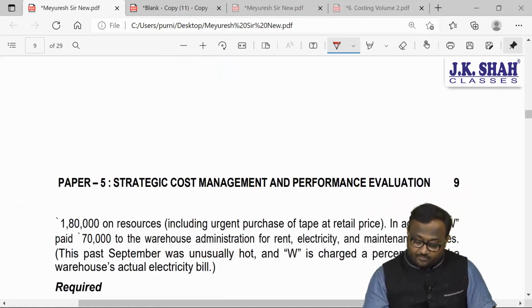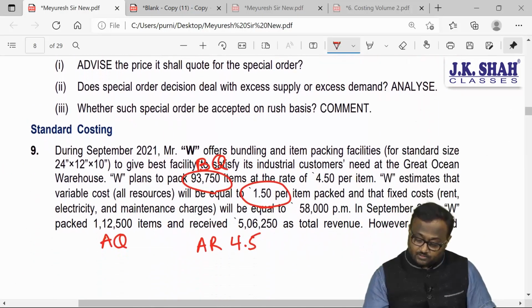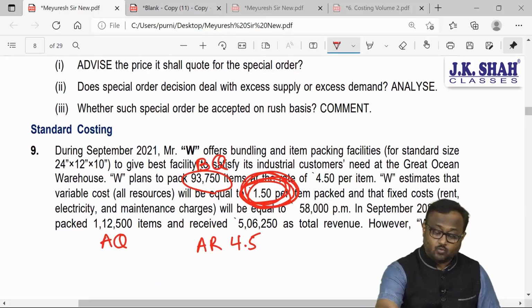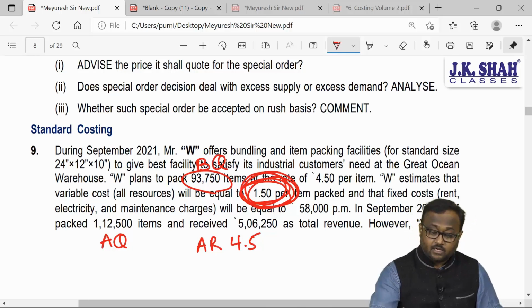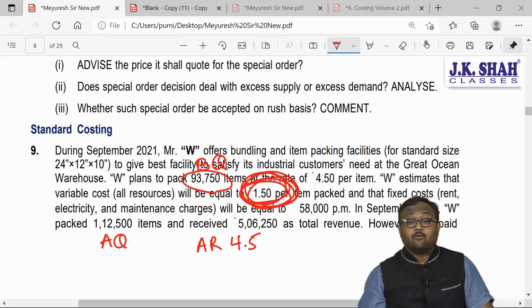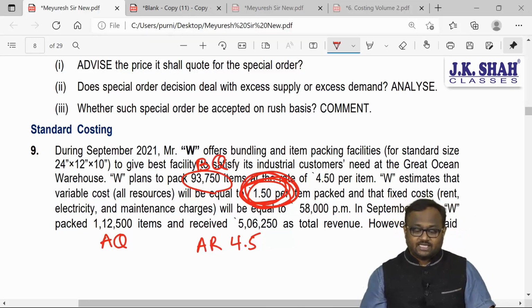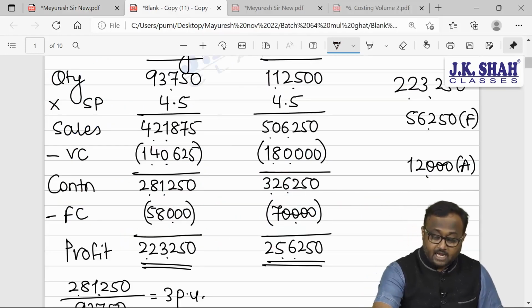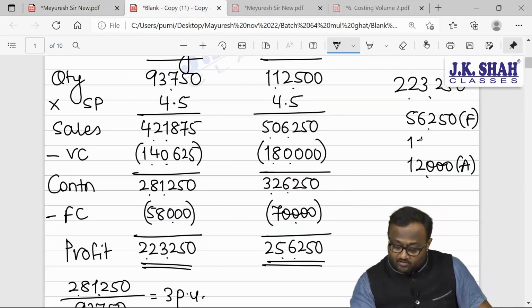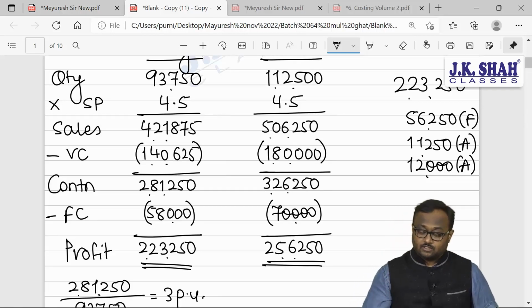Arre, 1.5 आपका होना चाहिए था ना, variable structure. So 1.5 multiplied by 112,500, that gives me variable cost. My variable cost should have been 168,750, but actually it is 180. It is more. So 11,250 adverse is my variable overhead variance.